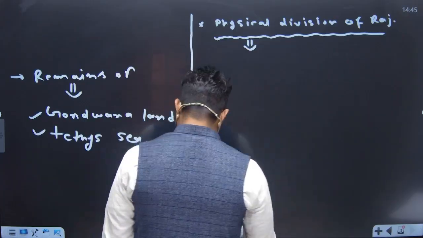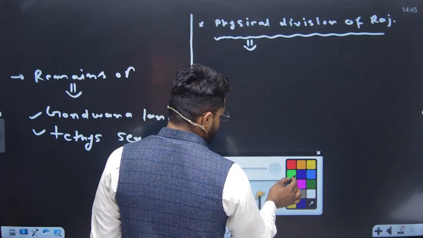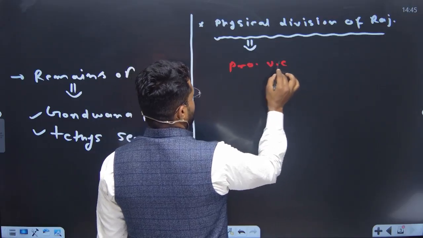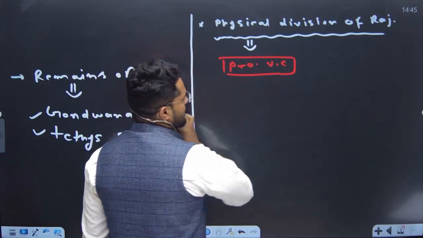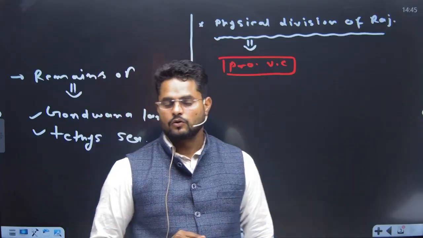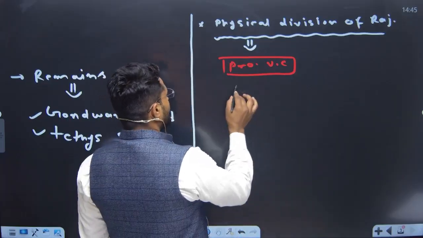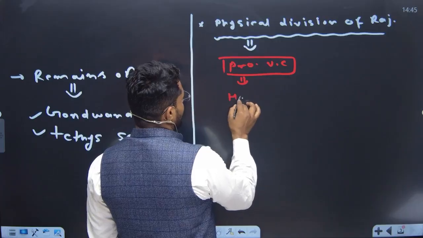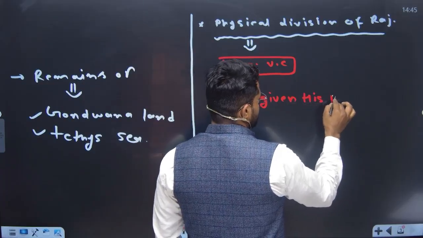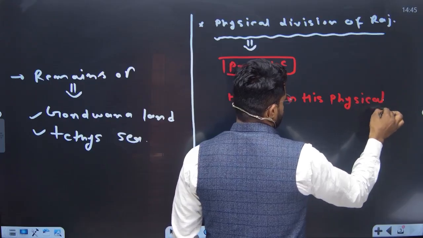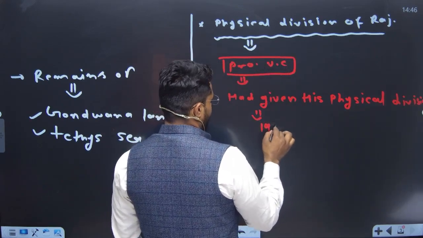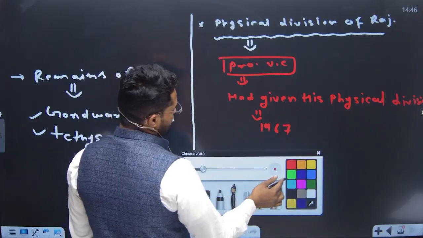Dear student, the first person to divide Rajasthan physically was Professor V.C. Misra. A question is asked from here: who was the first person to divide Rajasthan physically? Professor V.C. Misra was the first person to divide Rajasthan physically. He gave his physical division in his book in 1967.